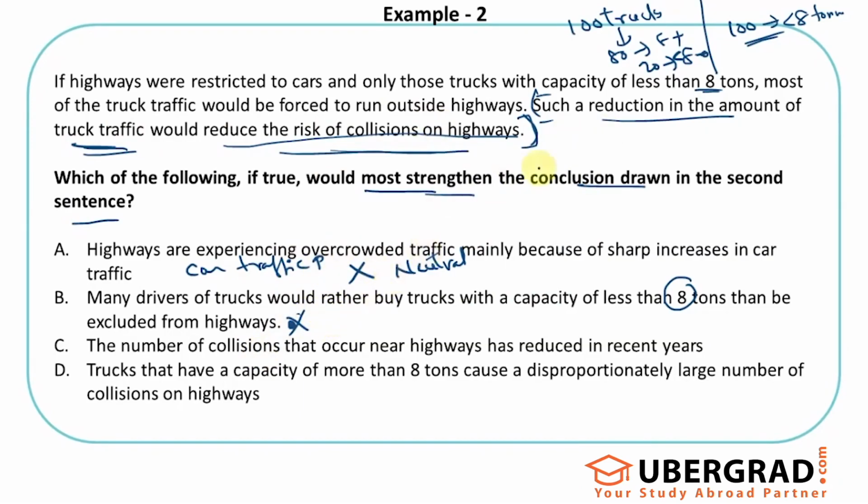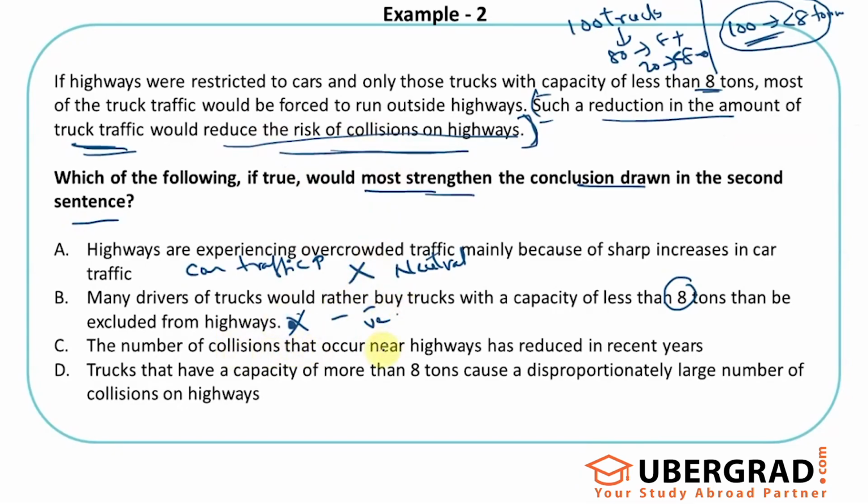I'm saying that because of this restriction, people will start buying smaller vehicles, trucks with lesser capacity, so that they can still run on highways. So there will be no reduction in the traffic. Hence, there will be no reduction in the collisions on highways, which would not support this. Rather, it is in the negative direction.